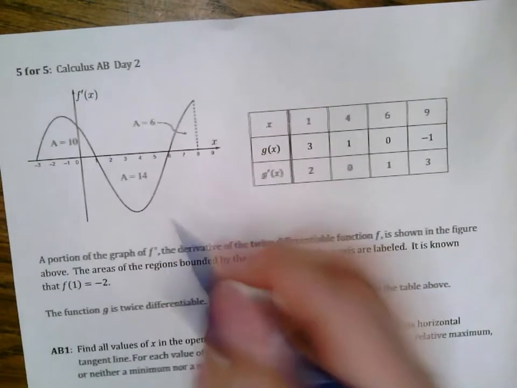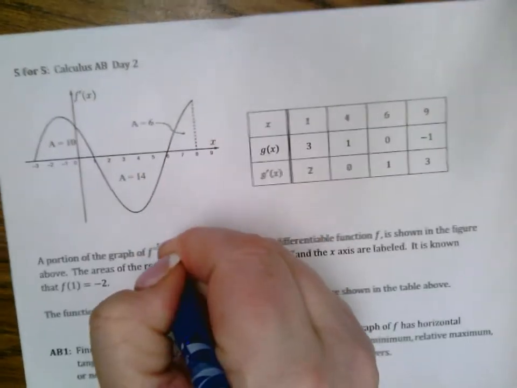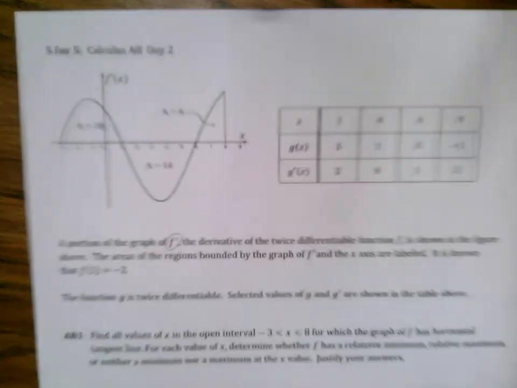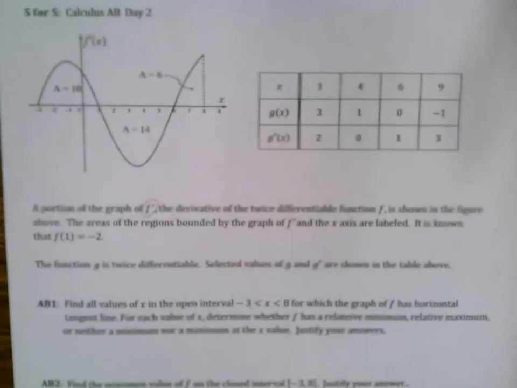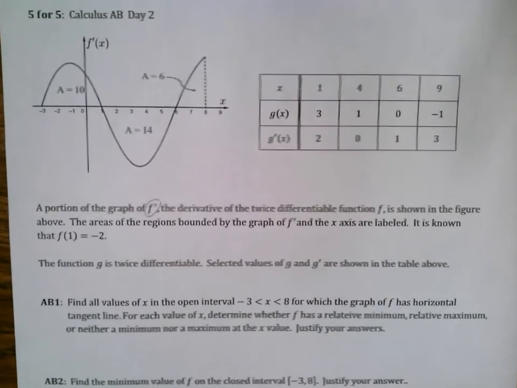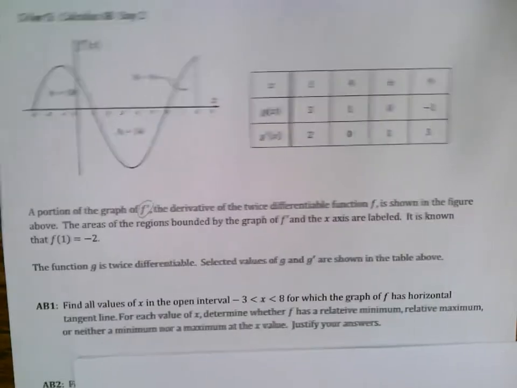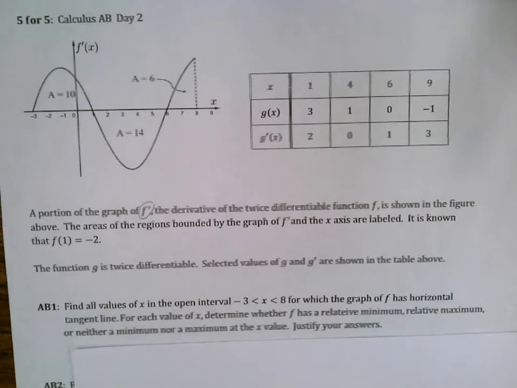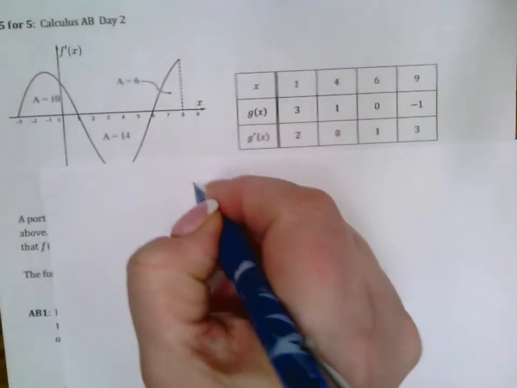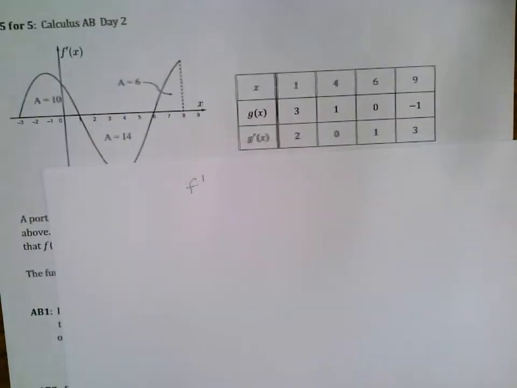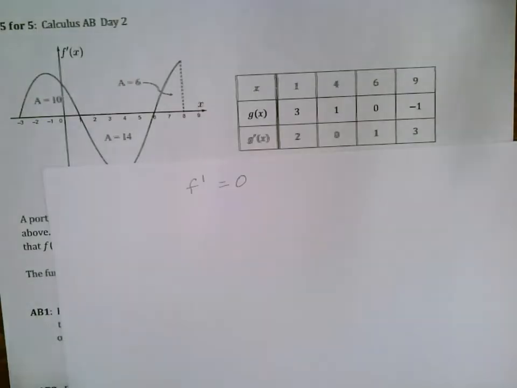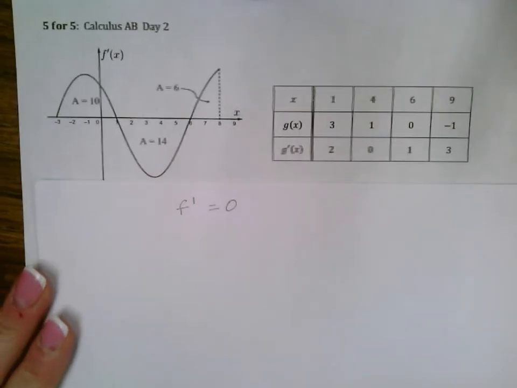This is the graph of f prime. And a lot of you interpreted this to be the graph of f, I think because we rushed through it. In AB1, it says find all values in the open interval from -3 to 8 for which the graph has a horizontal tangent line. Well, since this is f prime, we all know that that's where the slope equals 0. And I think I saw a lot of that. That was a very positive thing.